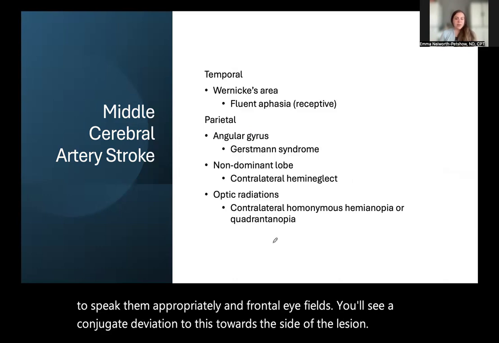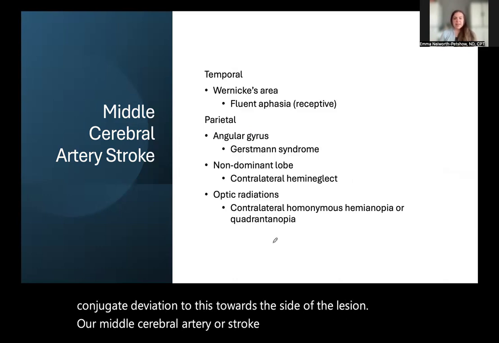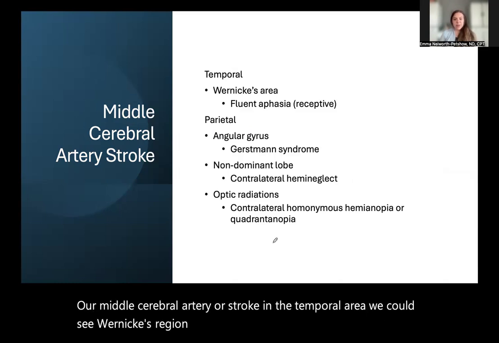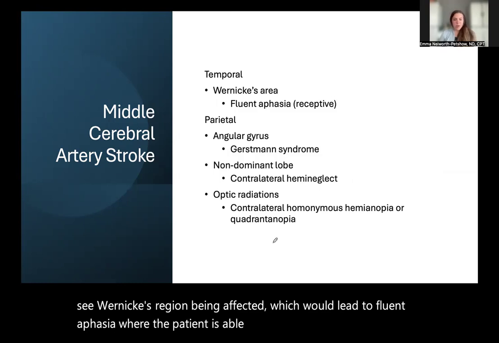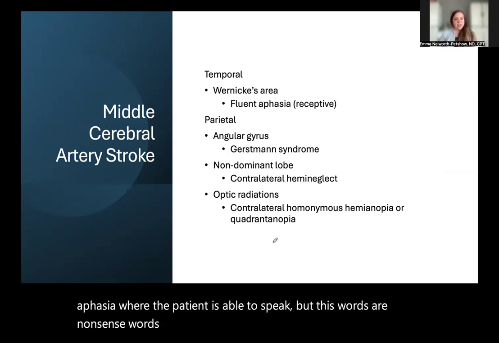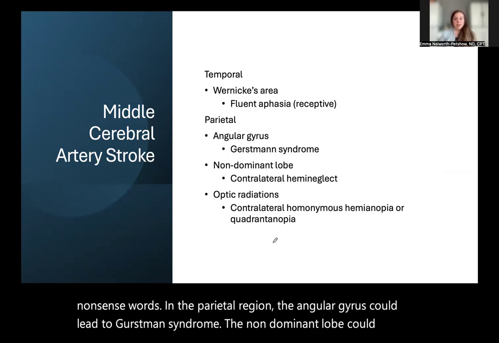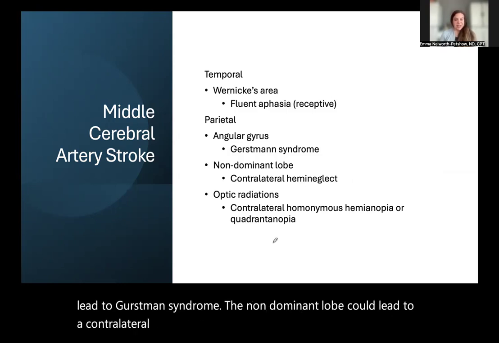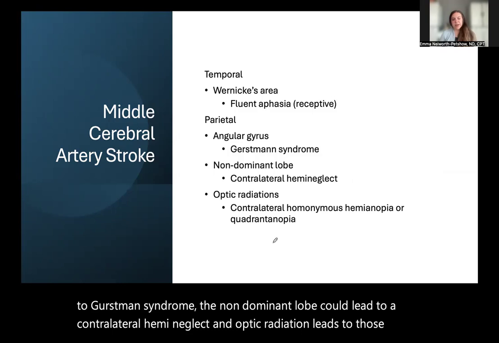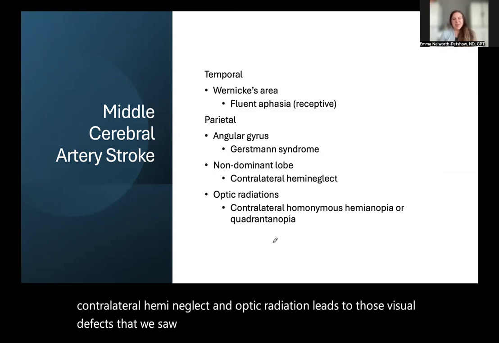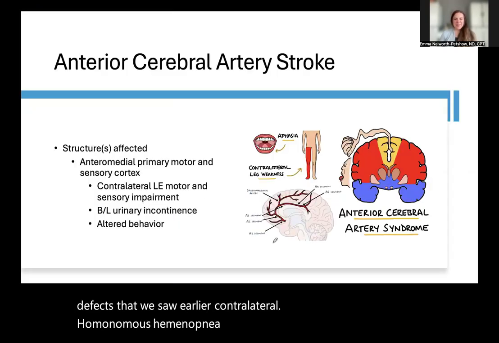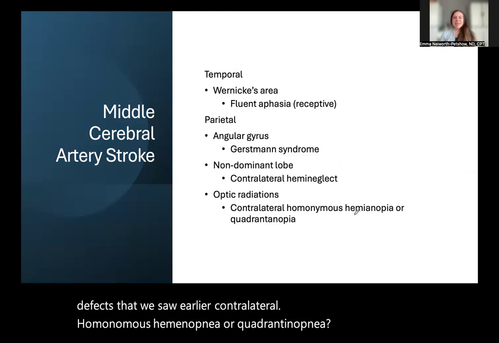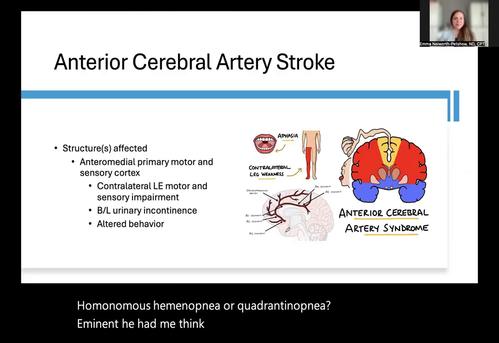With a middle cerebral artery stroke in the temporal area, we could see Wernicke's region being affected, which would lead to fluent aphasia, where the patient is able to speak, but the words are nonsense words. In the parietal region, the angular gyrus could lead to Gerstmann syndrome. The non-dominant lobe could lead to a contralateral hemi-neglect, and optic radiations lead to those visual defects that we saw earlier, contralateral homonymous hemianopia or quadrantanopia. Hemi, think of half, and quadrant, think of a quarter.